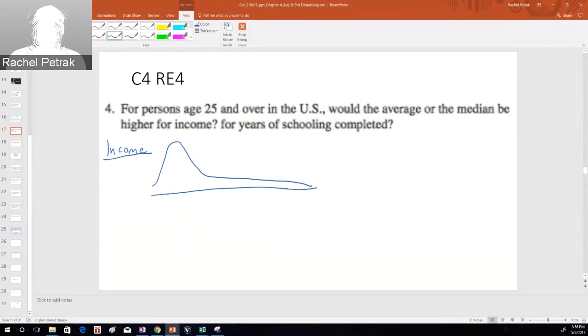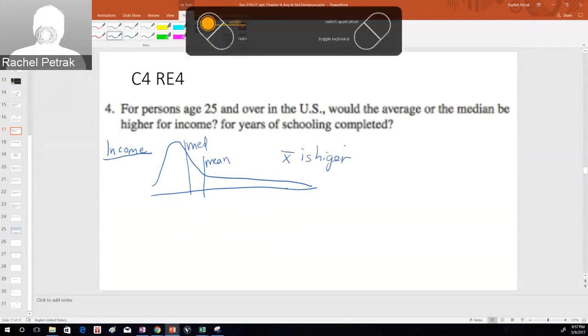So if this is our distribution for income, then since this is a scenario where we have a positive skew, the mean is always pulled towards the skew. So would the average or the median be higher for income? Well, the median would be about here. And the mean, well, that's a little high for the mean, but it's on the positive side of the median. So for income, the mean is higher. Lucky I'm not teaching you spelling.